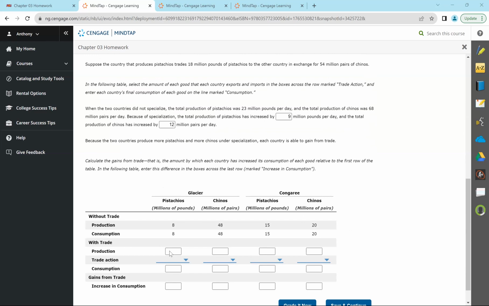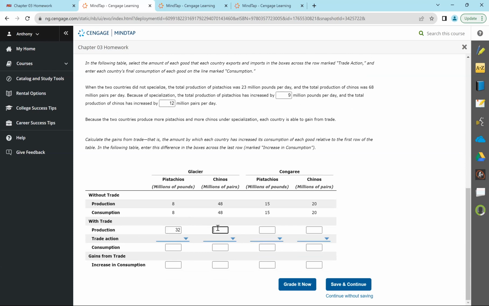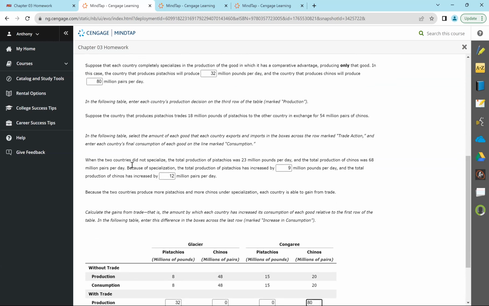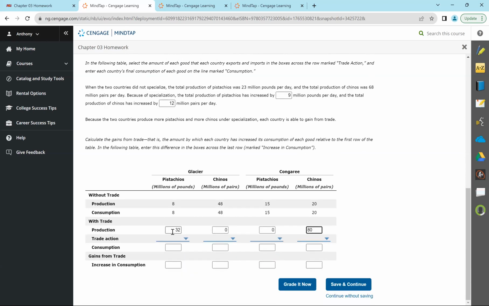48, 48. Okay, so the way this works is they're saying that this number here comes from this number here, 32. So they're saying 32, this is 0, this is 0, and this is 80. I'm not exactly sure why, but it's like we're going back to using like they each specialize. So when Glacier specializes, they only make pistachios and no chinos. When Congreve specializes, they make no pistachios and 80 pairs of chinos. The trade action here, I guess we gotta do this first, is that they, uh-oh, that's not right. That means we're off somewhere.